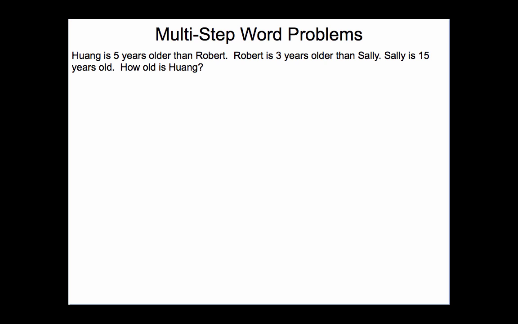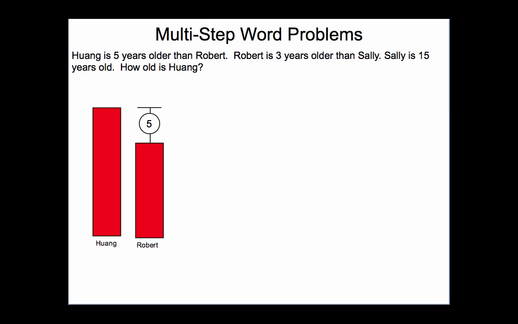Wang is 5 years older than Robert. Robert is 3 years older than Sally. Sally is 15 years old. How old is Wang? Well, one of the first things that we're going to have to figure out is how old is Robert? So let's look at what this looks like in a picture.